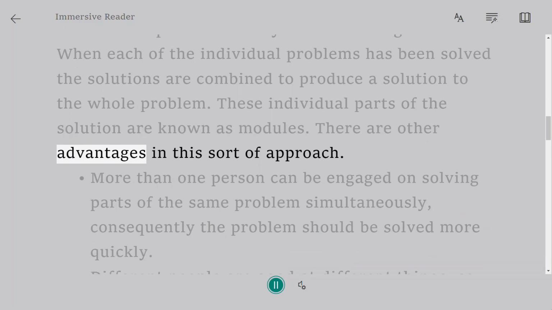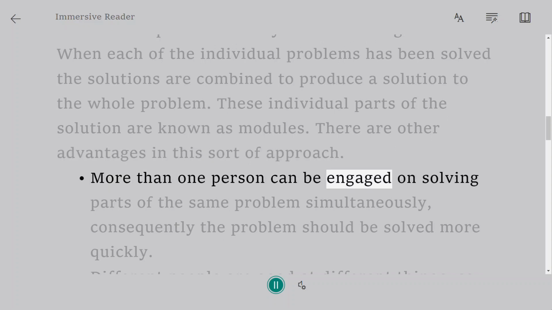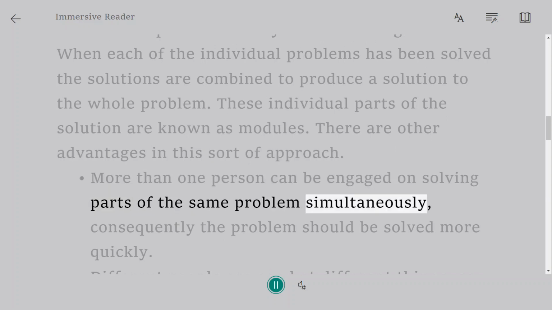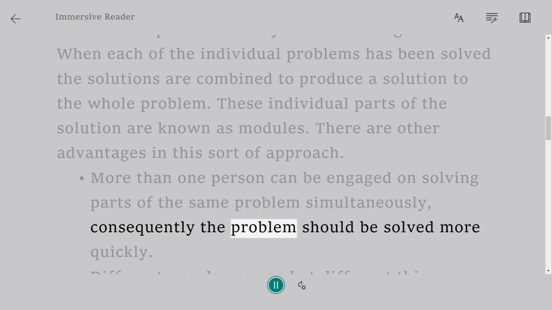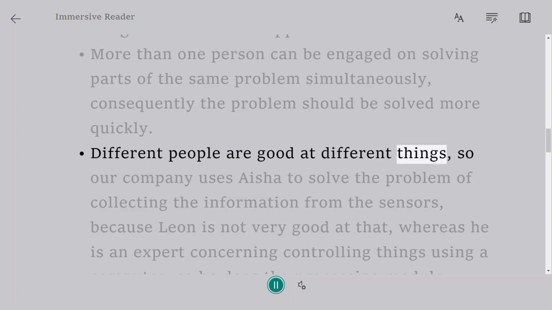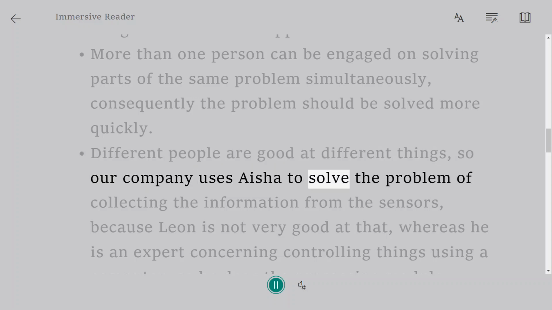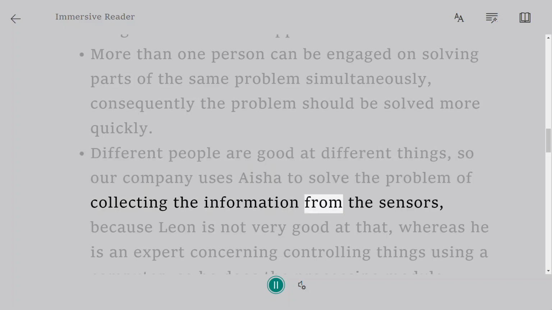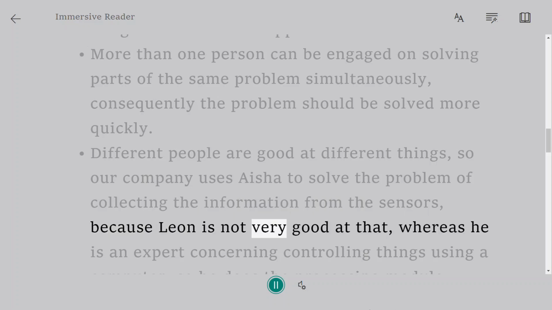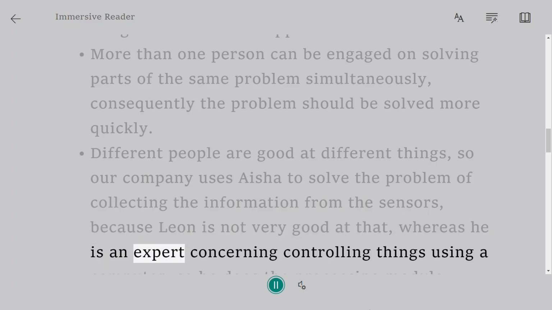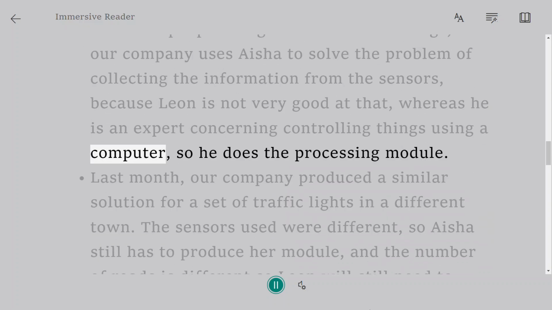There are other advantages in this sort of approach. More than one person can be engaged on solving parts of the same problem simultaneously, consequently the problem should be solved more quickly. Different people are good at different things, so our company uses Aisha to solve the problem of collecting the information from the sensors, because Leon is not very good at that, whereas he is an expert concerning controlling things using a computer, so he does the processing module.